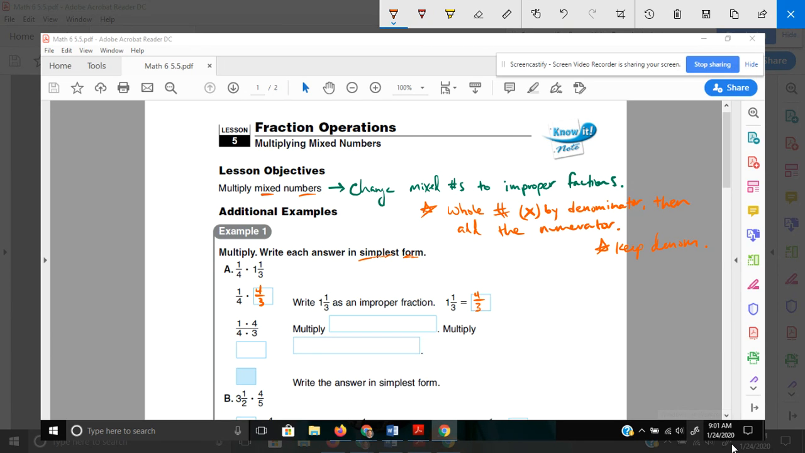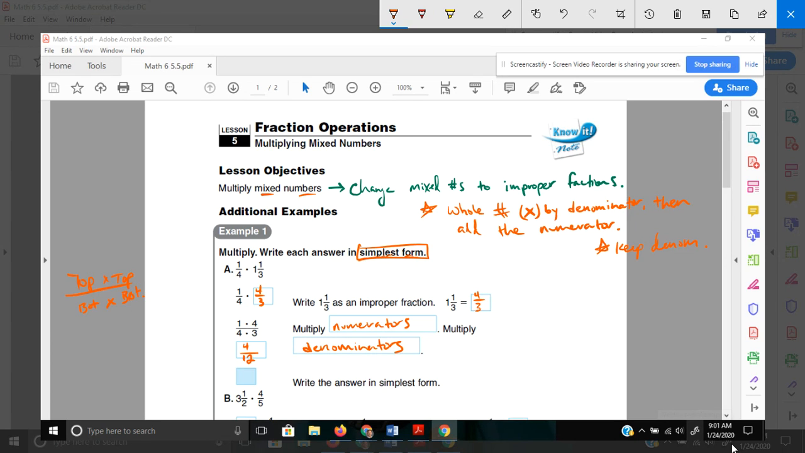And now when I multiply fractions, I just multiply my numerators and I multiply my denominators. Sometimes I think of this as top times top and bottom times bottom. Right? So on top, multiplying my numerators, I have 1 times 4, which is 4, over on bottom, 4 times 3 is 12. So I have 4/12. And then I can simplify that a little bit. Remember, it needs to be in simplest form.